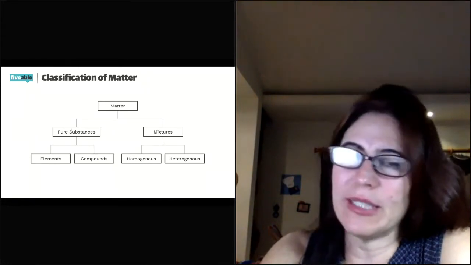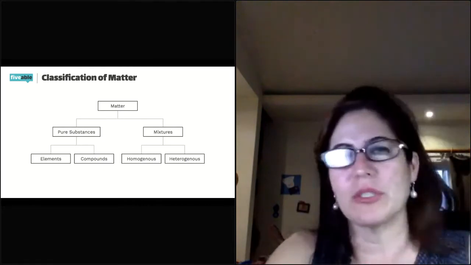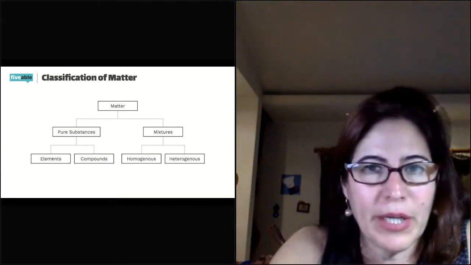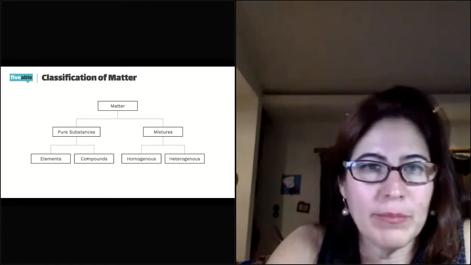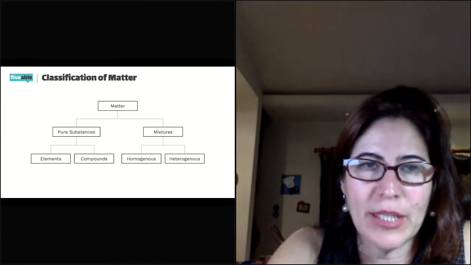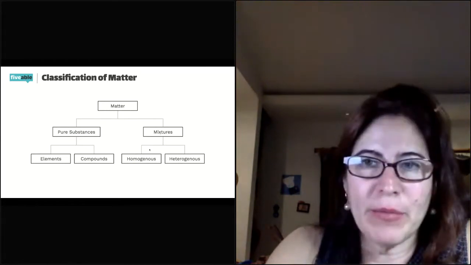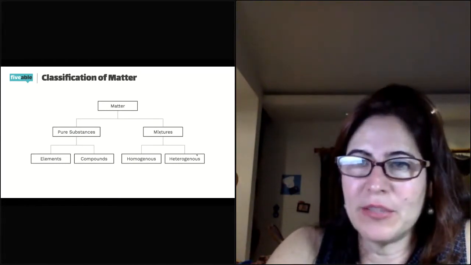Pure substances are things that have the same composition throughout, like any element of the periodic table, or compounds, which, as you know, are two or more elements bound together chemically. And for mixtures, we have homogeneous and heterogeneous mixtures.